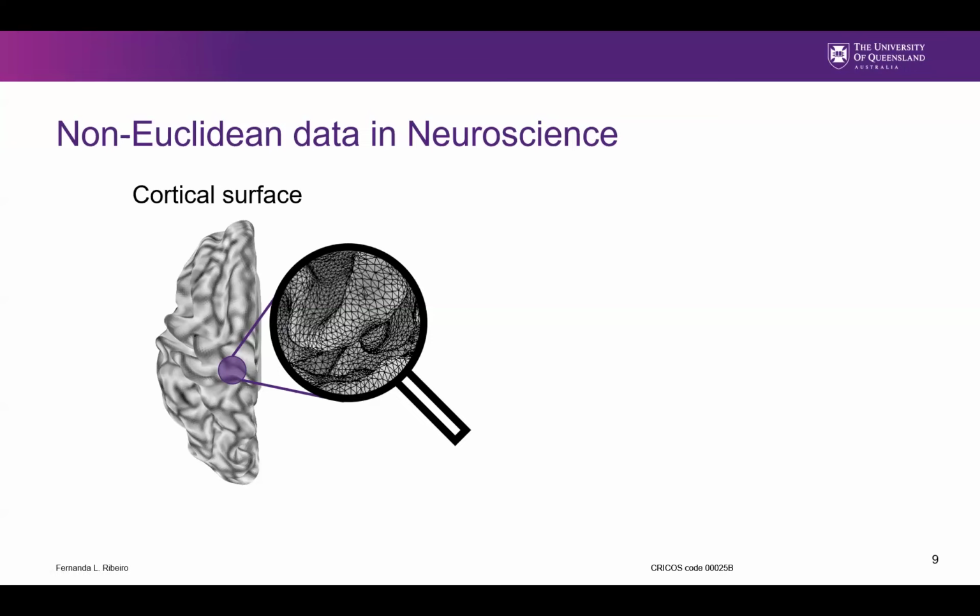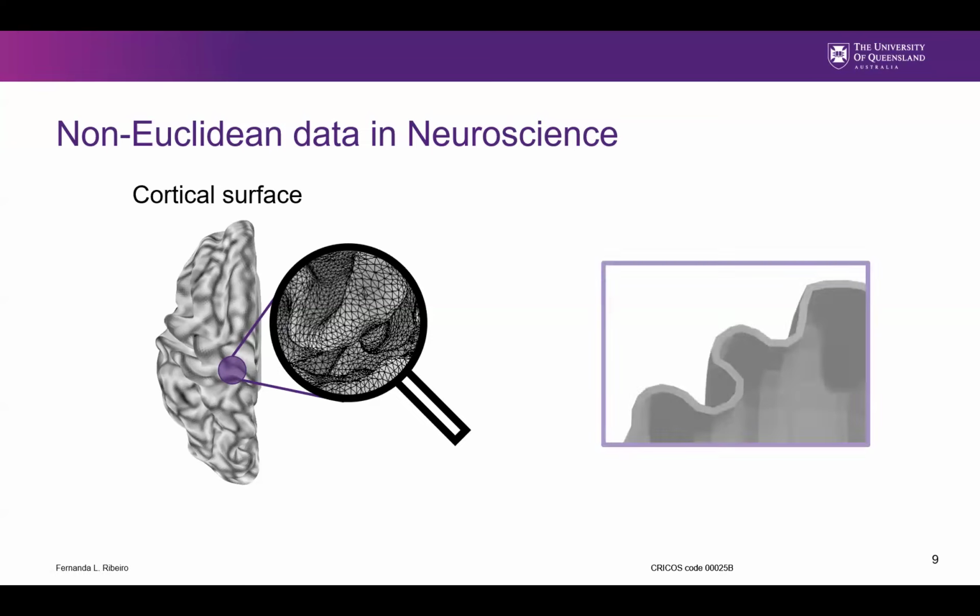And one important feature of this non-Euclidean nature of this data representation is, for example, the distance between 2 points on opposite banks of a sulcus. If we were to consider the Euclidean distance, we would find out that these 2 points are close to one another. And in the context of retinotopic mapping, we would think, oh, these 2 points are mapping positions that are close to each other in the visual field. But that is not the case. We have to actually consider the cortical distance, the distance along the surface. And if we do so, we find out that these 2 points are actually mapping positions that are really far apart in the visual field.